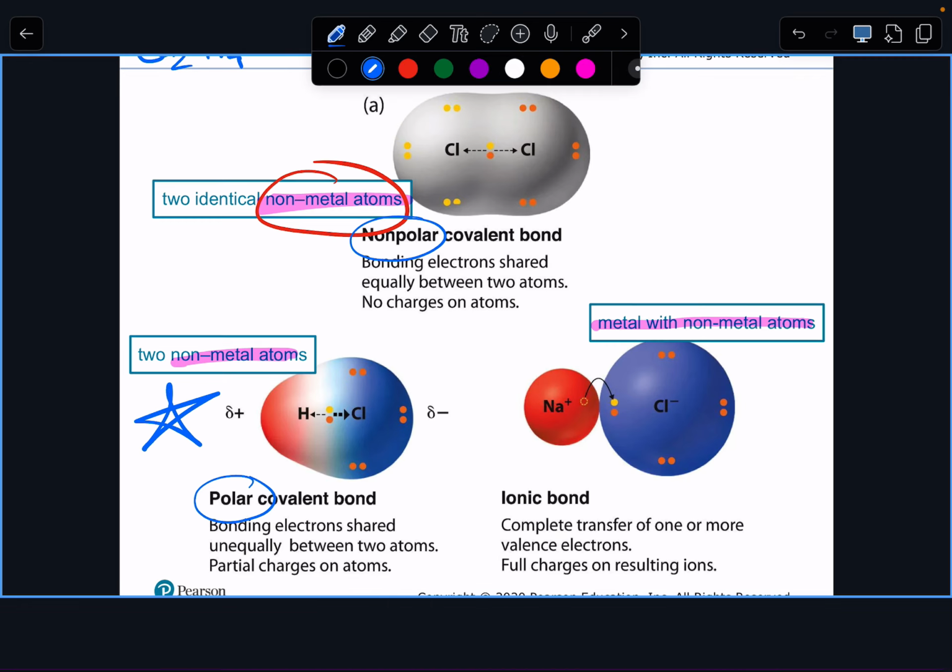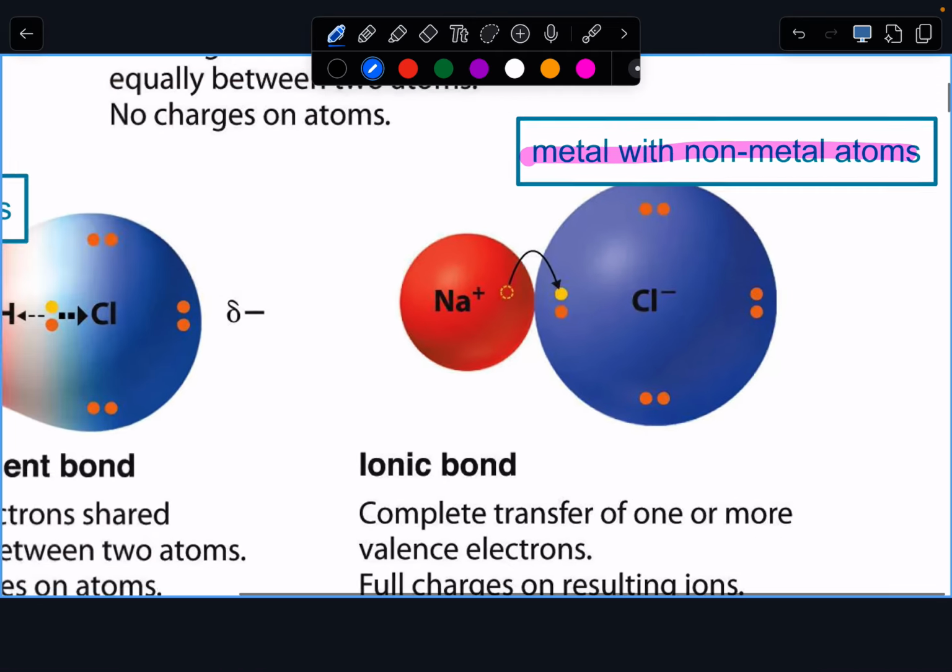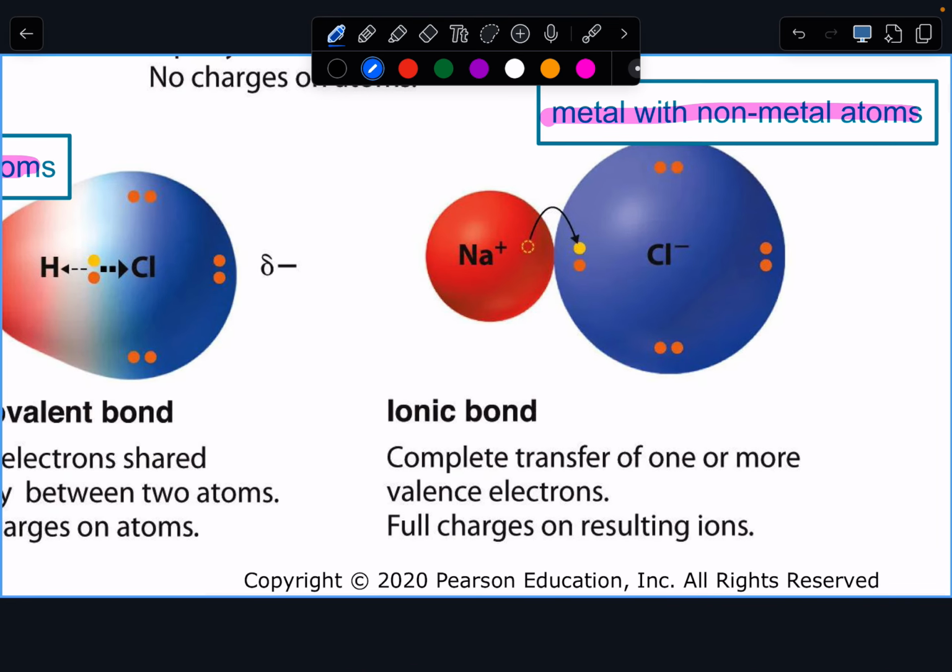Okay, so let's hone in now on ionic and talk about what that is and how it's different. When we talk about ionic, it is definitely not sharing electrons. It is what we call electron transfer. So it says complete transfer here. I'm just going to rewrite it here. Electron transfer versus electron sharing.